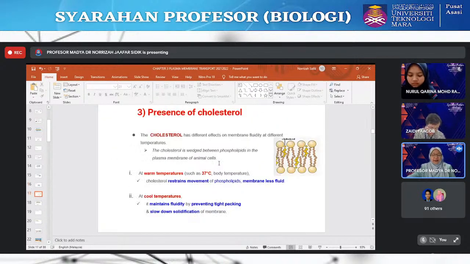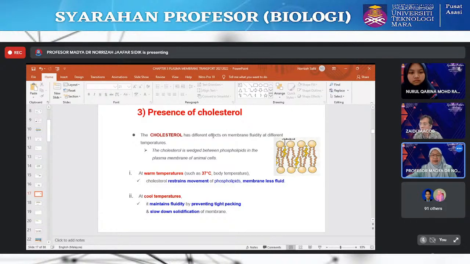Another factor affecting fluidity is cholesterol. In animals, cholesterol keeps the membrane fluid. It lies alongside the phospholipids in the membrane and tends to dampen the effects of temperature on the membrane.